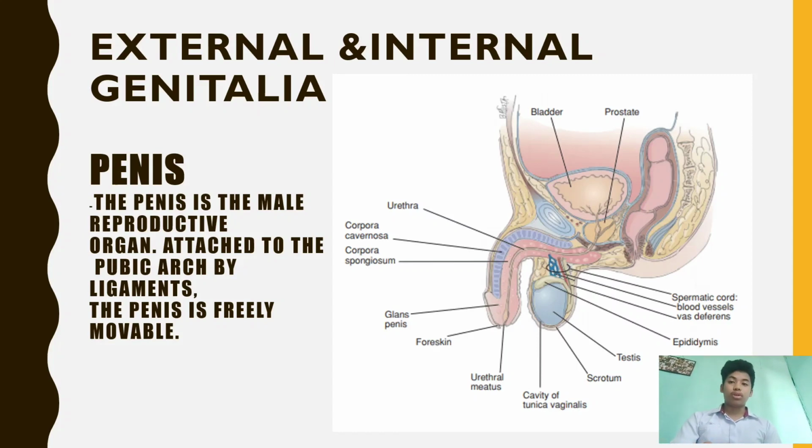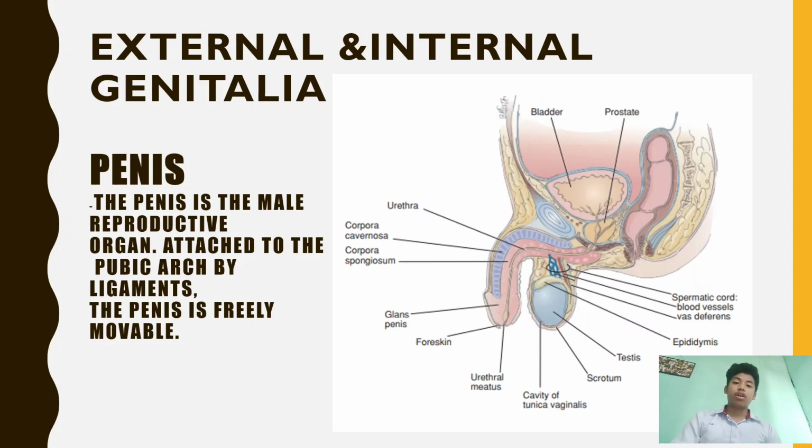So now let's go to the internal genitalia. The internal genitalia is composed of the testes and the spermatic cord. First is the testes. The testes are a pair of ovoid-shaped organs, similar to the ovaries in the woman, that are approximately 3.7 to 5 centimeters long, 2 centimeters wide, and 2 centimeters deep.